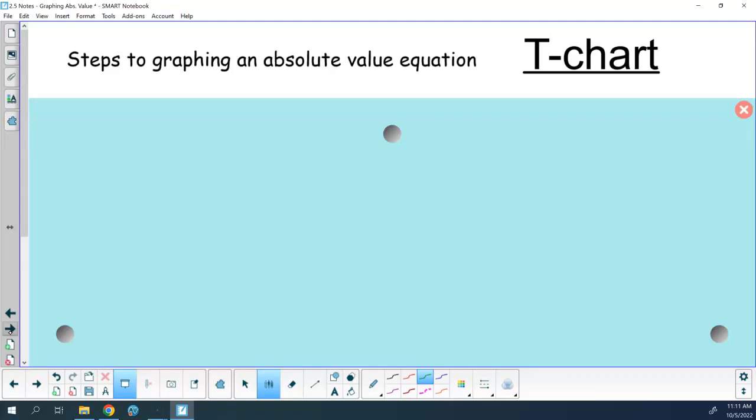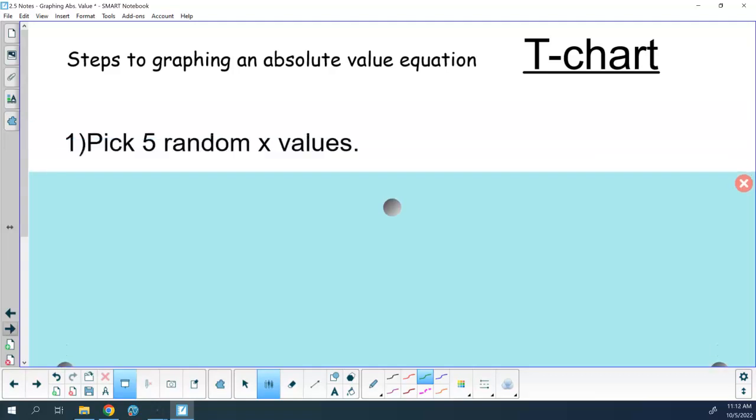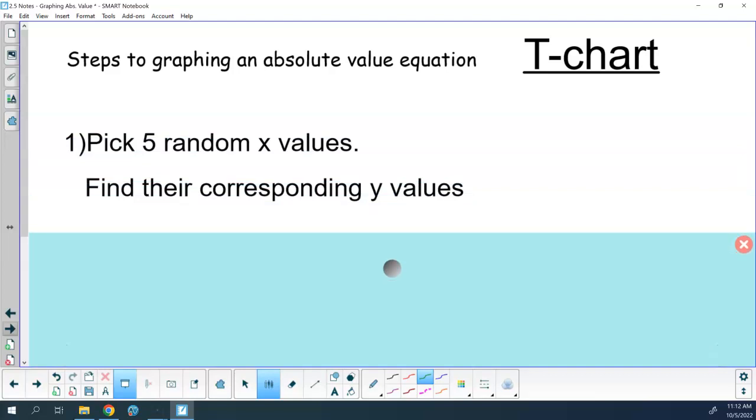So, how we go about graphing an absolute value with a t-chart, the first thing that I am going to do is pick 5, and I just literally chose 5 because that's how many fingers I have on one hand. My uncle would choose 4.5, because he's missing half of a finger.